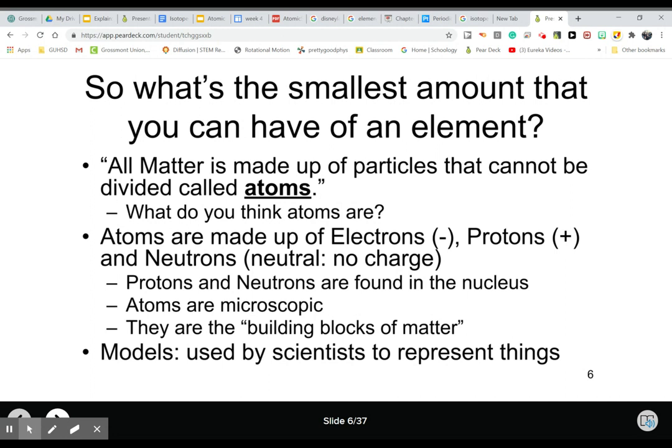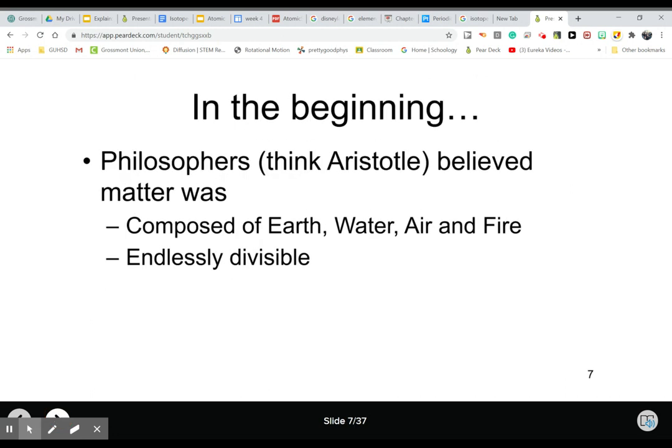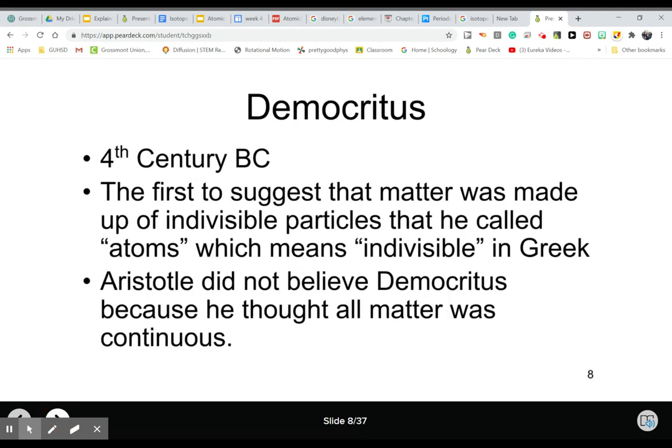These next few slides are going to strictly review what you covered in the last couple of days. Early philosophers believed that everything was made up of earth, water, air, and fire, and that everything was endlessly divisible. I could divide it and divide it, and there would be no end point. But then along came Democritus, who worked under Aristotle. In the 4th century BC, Democritus said, no, I really believe that there is something more. The Greek word atomos means indivisible.